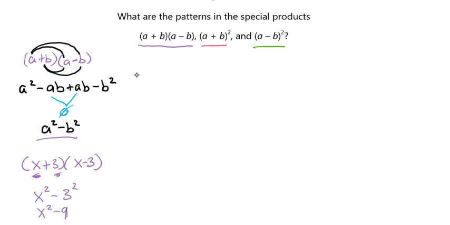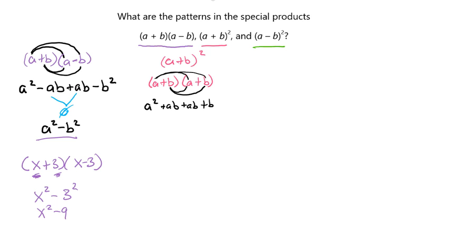Let's take a look at the product of a plus b quantity squared. Now really what that's saying is a plus b times a plus b. So if we take that and we FOIL that, a times a is a squared, a times b is ab, and then b times a, which is a times b, and b times b is b squared. When we combine our like terms, that's going to give us an a squared plus 2ab plus b squared.